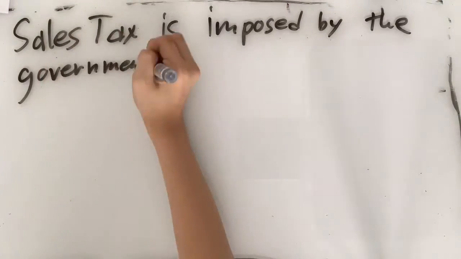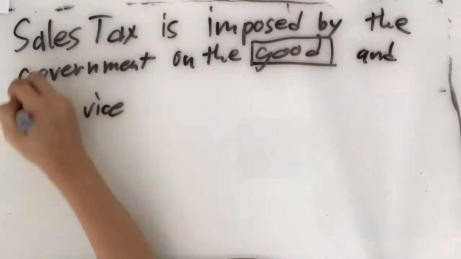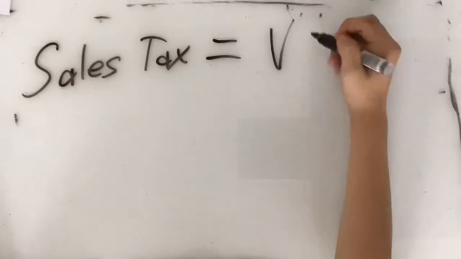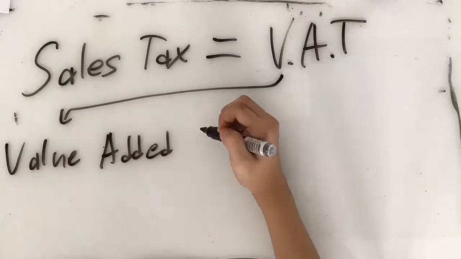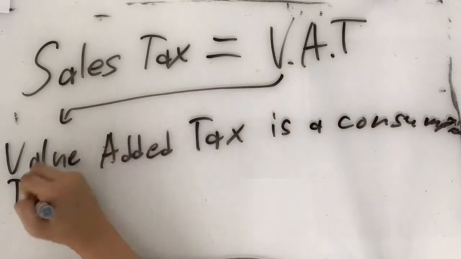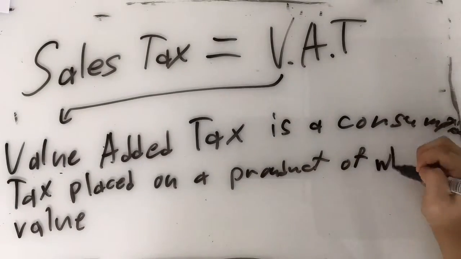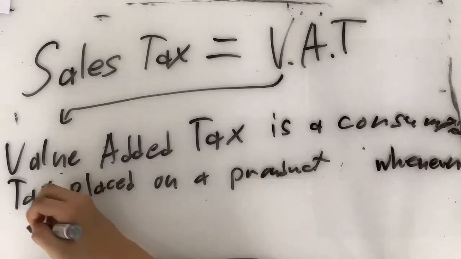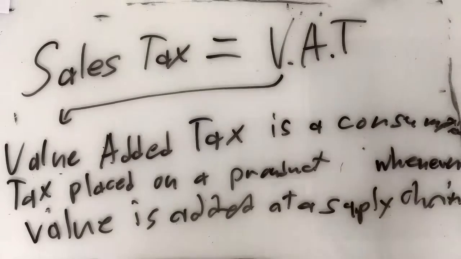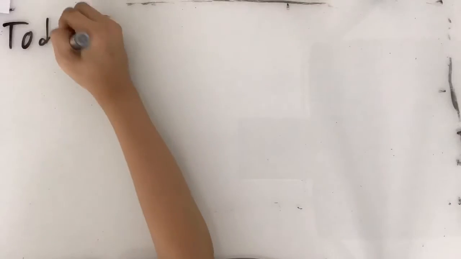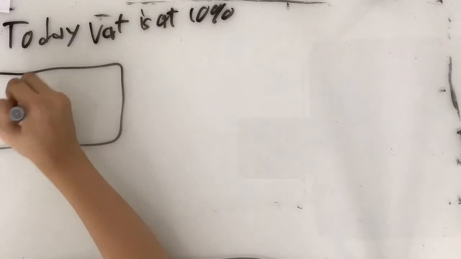The tax person gives part of the money to whoever owns the land, and part of the money goes to the government. Sales tax is imposed by the government on goods and services. Sales tax is close to VAT, value added tax. It's a consumption tax placed on a product whenever value is added along the supply chain. Today, VAT is at 10%.